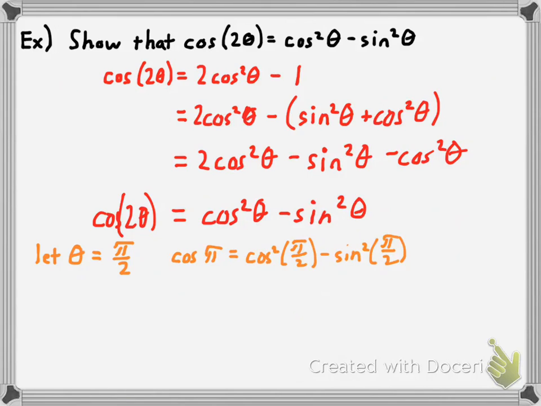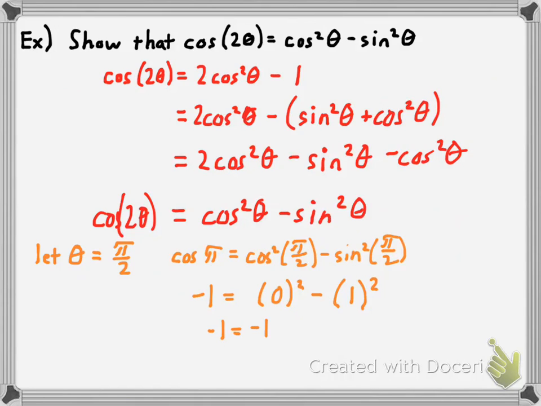All right, now what is the cosine of pi? Well, that's negative 1. The cosine of pi over 2 is 0, so we'll have 0 squared there. The sine of pi over 2 is positive 1, so we'll have negative 1 equals 0 squared minus 1 squared, and I think you can see how that would give you negative 1 is equal to negative 1. So again, the identity is true for every value of the variable in the equation. I don't care what angle you pick. The cosine of twice an angle equals the cosine squared of the angle minus the sine squared of the angle.